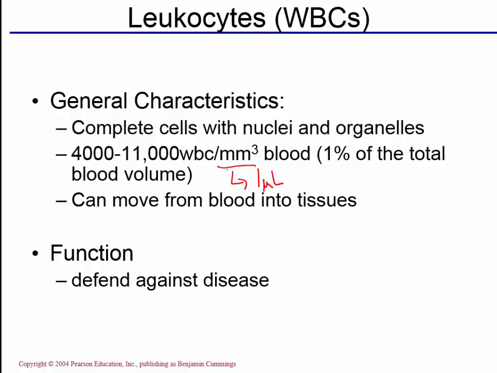Leukocytes can move from the blood into tissues once they're infected. So when bacteria, viruses, or parasites infect cells, or when tumor cells proliferate, the leukocyte or white blood cell count increases. Generally, when the white blood cell number is greater than 11,000 white blood cells per cubic millimeter of blood, that indicates infection of the body tissues. The purpose of leukocytes, or white blood cells, is to defend the body against disease.